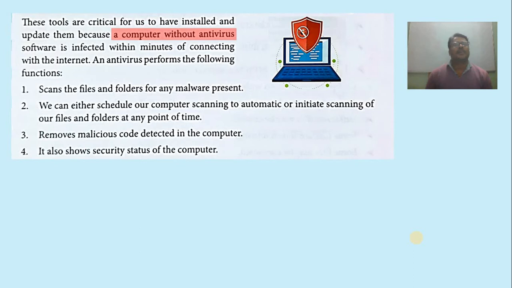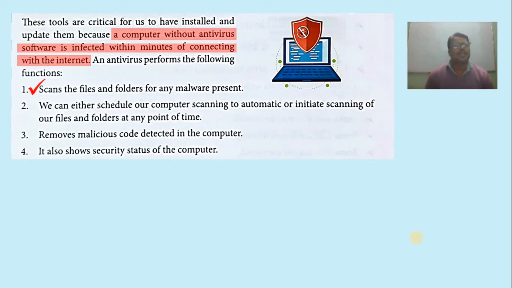Now we understand that a computer without antivirus software is infected within a minute of connecting to the internet. So when we do not have antivirus software, we should not connect the computer to the internet, so that our computer stays protected. But if we use outside pen drives or share data from other computers, we have to be careful.